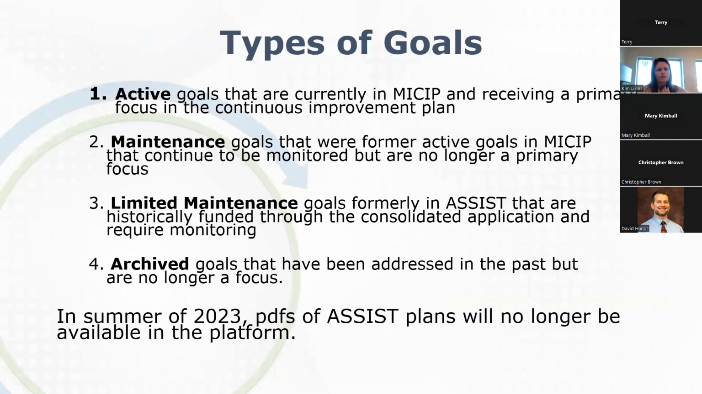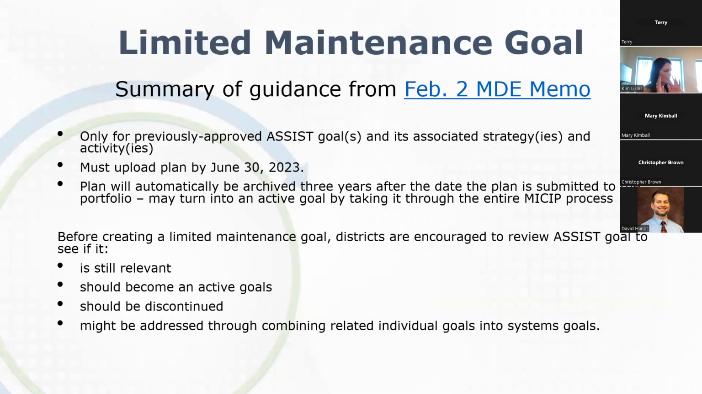Carrie, I have a quick question. If we review it and decide to put a couple of them in as limited maintenance goals, do we just copy and paste from our ASSIST plan in there, or because it may be tied to funding that we've already received? You won't tie the funding. That actually comes in with your Con App, which is in Nexus. But the plan itself and the identified strategies and activities, yes.